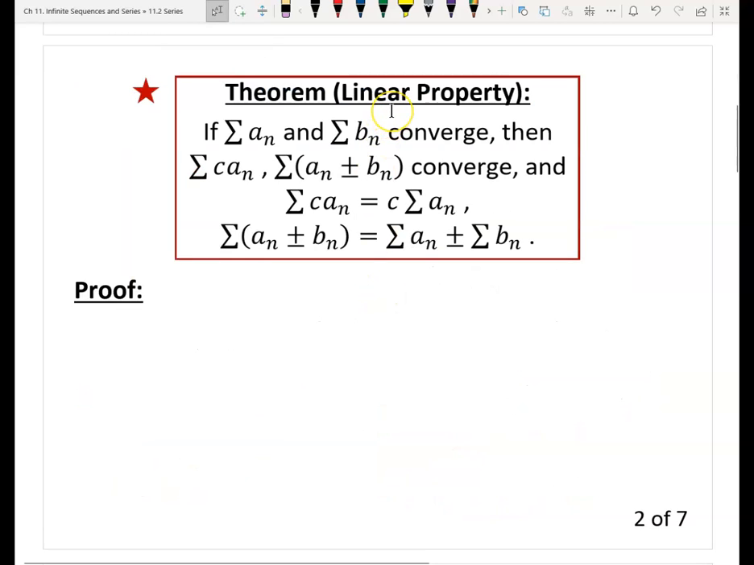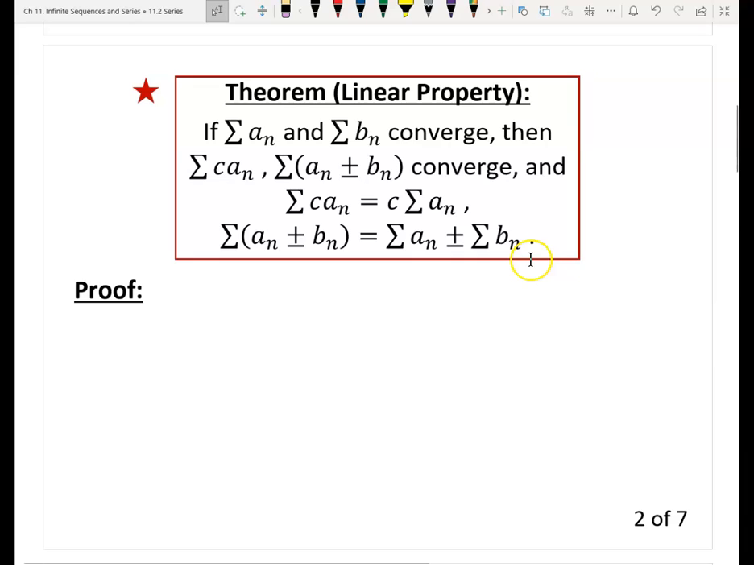Here is the linear property, which is the second way we can use to find the sum. Let's look at the results. If we have two series that both converge, then if we multiply a_n by c, this new series converges too. If we add a_n and b_n together, this new series converges. If we subtract, they also converge. And how do we calculate the new sum? For the first, just take the constant c out. For the sum, just break it up. For the difference, just break it up.